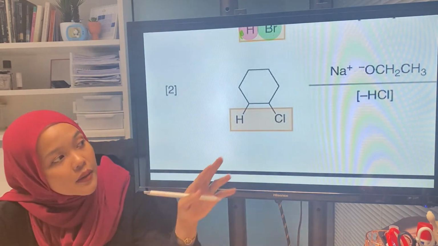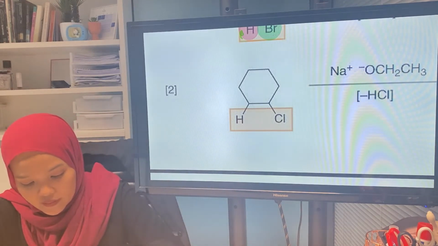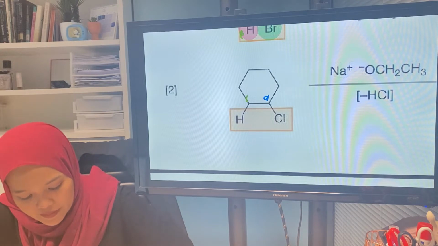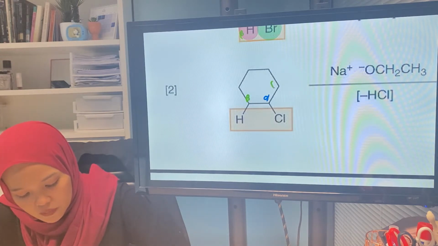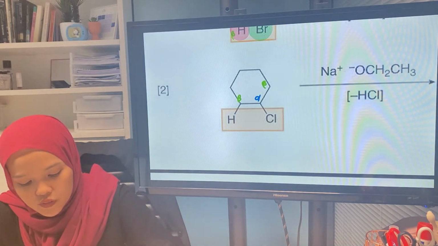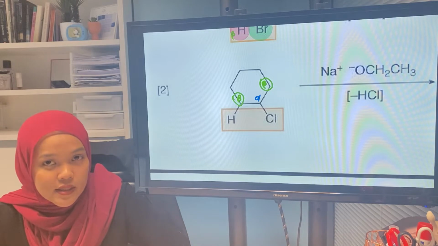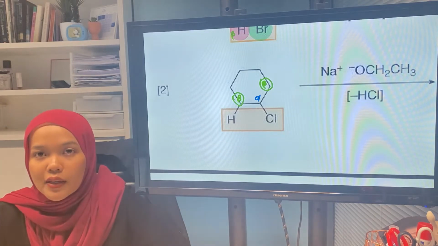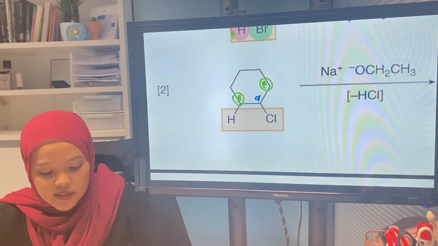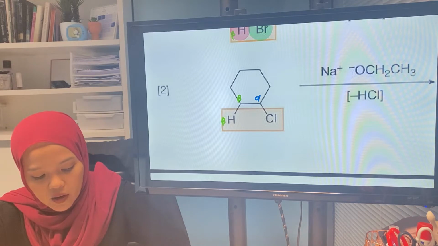This one is a cycloalkyl halide, right? So this is our alpha carbon. This is the beta carbon, or this is also a beta carbon. So do you want to take this beta carbon or this beta carbon? No worry, because this is just going to be the same. Let us just take either one because they are symmetrical. So let's just take this one. So this is going to be our beta hydrogen.